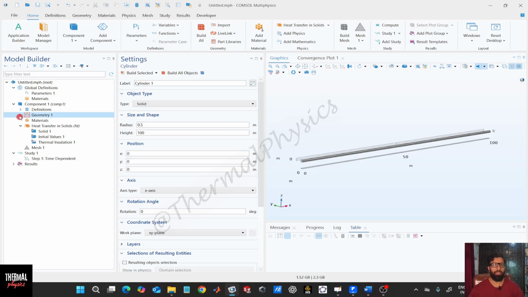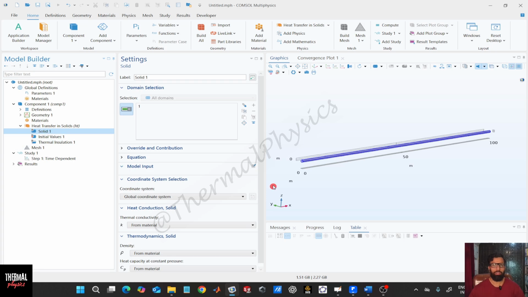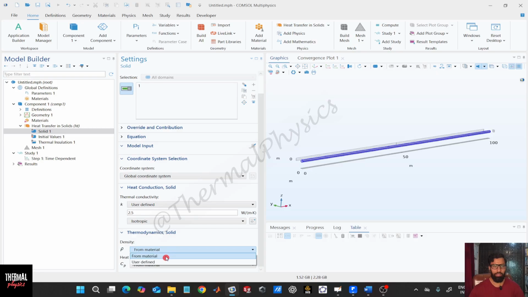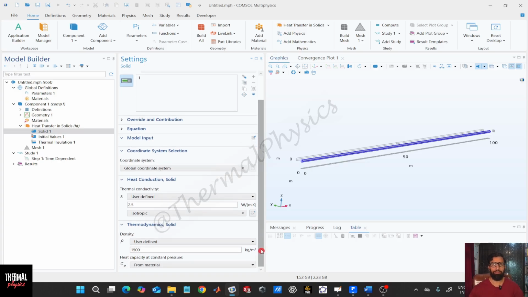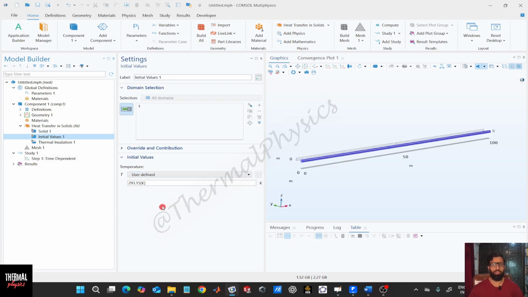For that we'll go to heat transfer in solids. Thermal conductivity will be user defined, and according to the problem it is 2.5. Then density, according to the problem, is 1500, and specific heat is 900. Then the initial value: initially the whole body is at 20 degrees Celsius, which is 293.15 Kelvin.